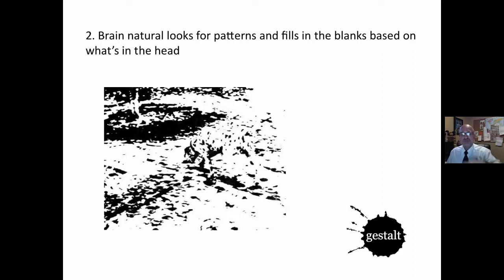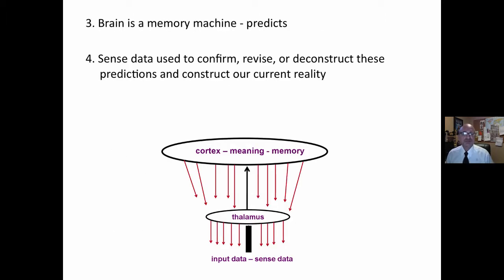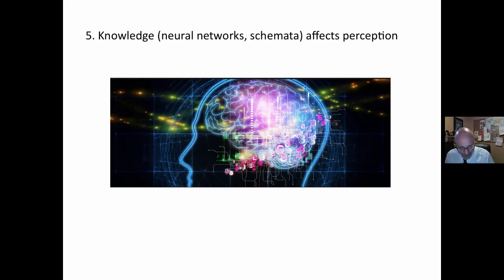All right, we use this right now. Many of you are seeing a bunch of dots, but it's a dog. You see that picture. Our brain is naturally filling in the blanks. Had we never encountered a dog before, this would make no sense to us. The brain is essentially a memory machine in that it predicts, it reaches out. The sense data then is used to confirm, revise, or deconstruct these predictions, or create our current view of reality. So it's predicting, and we use this to create and recreate reality.